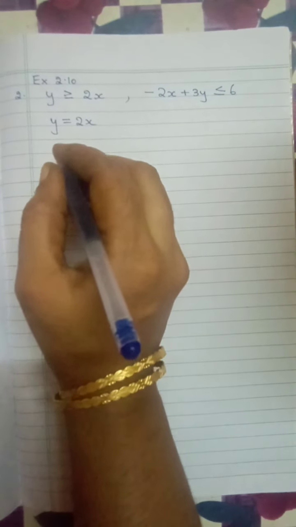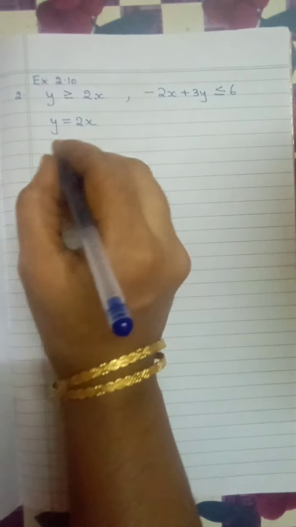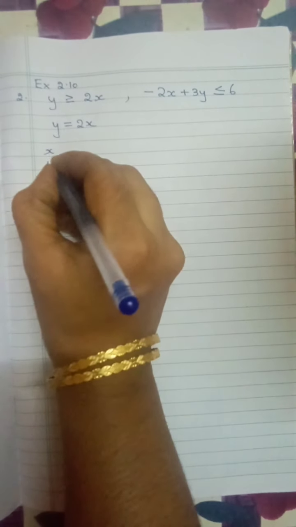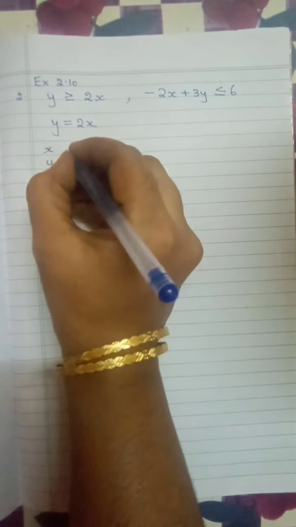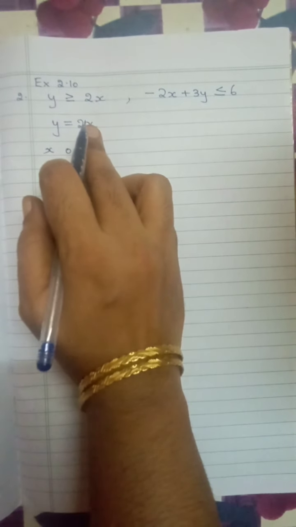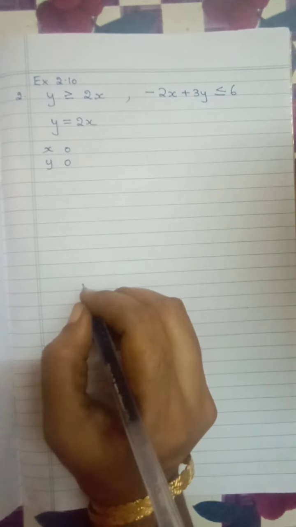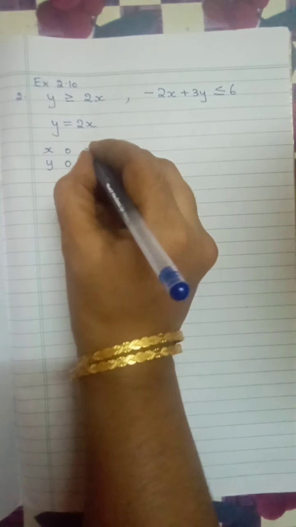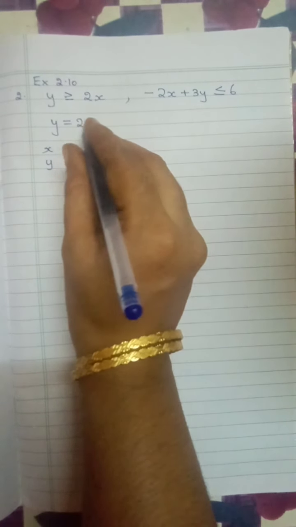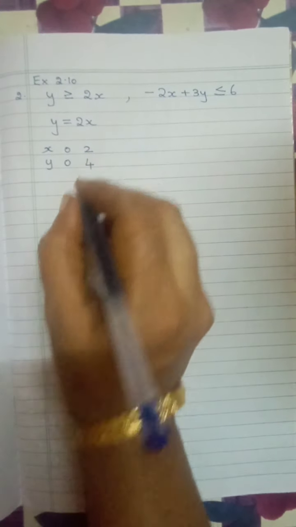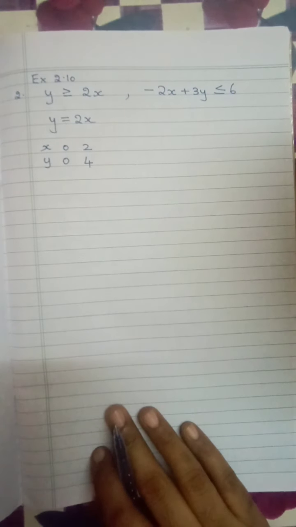So from this, what I will have is y is equal to 2x. Now I get the tabular column, x and y. First let me put x is 0. When I put x is 0, 2 into 0 is 0. Now if I put x is equal to 2, 2 twos are 4. So I have the values 0, 0 and 2, 4.